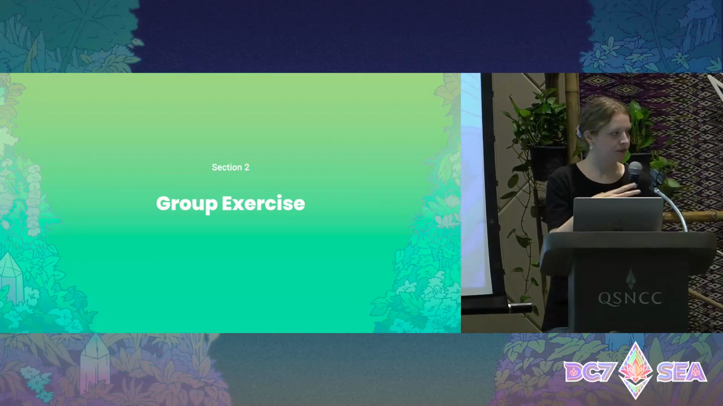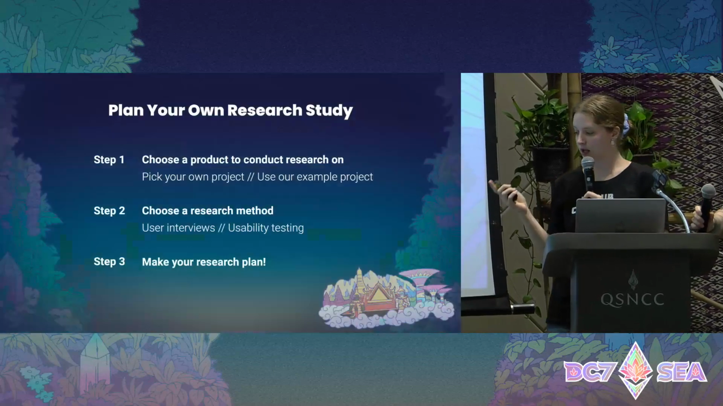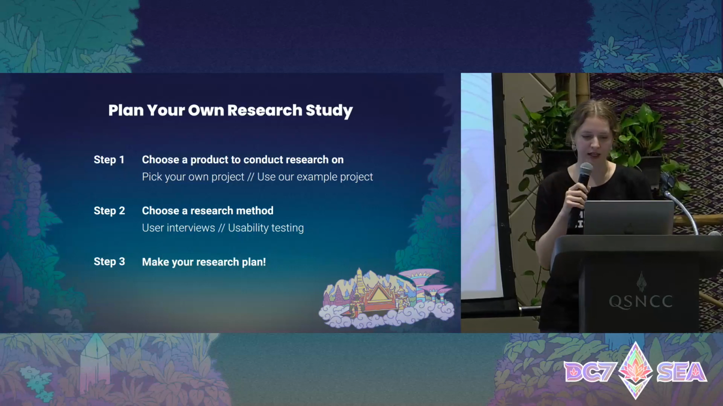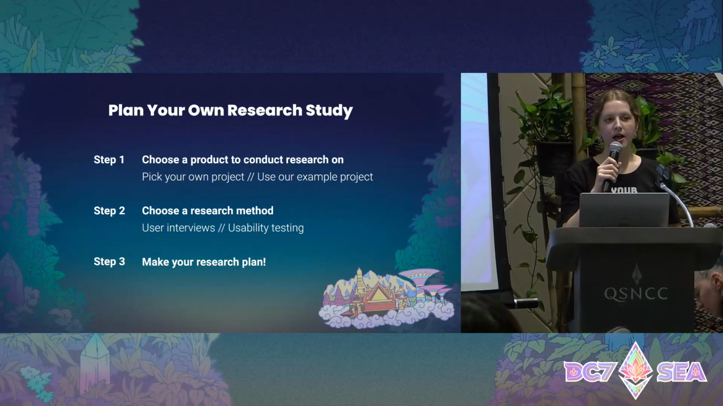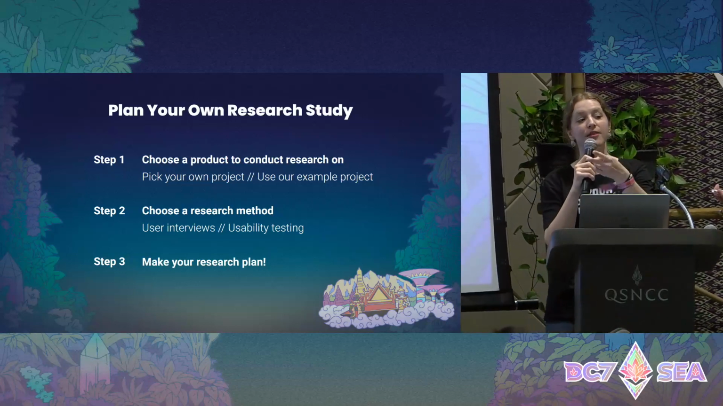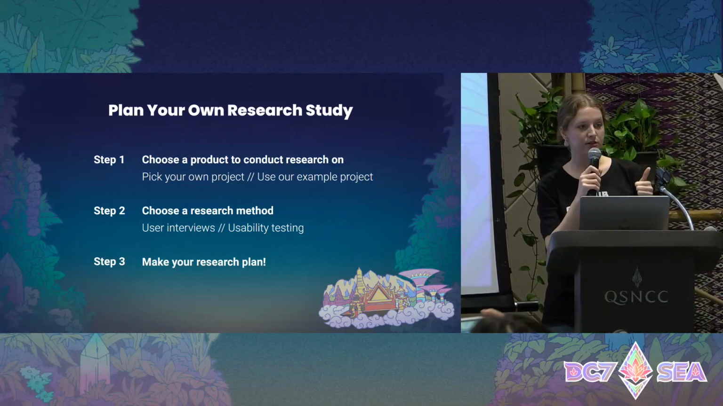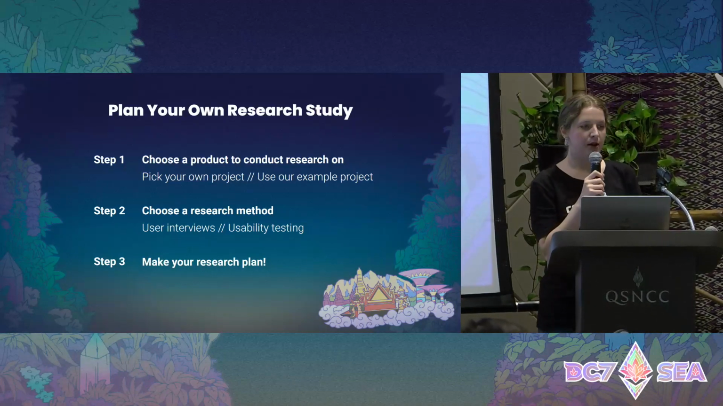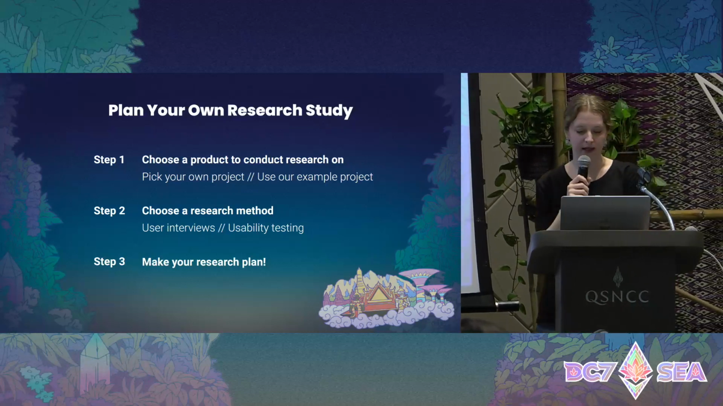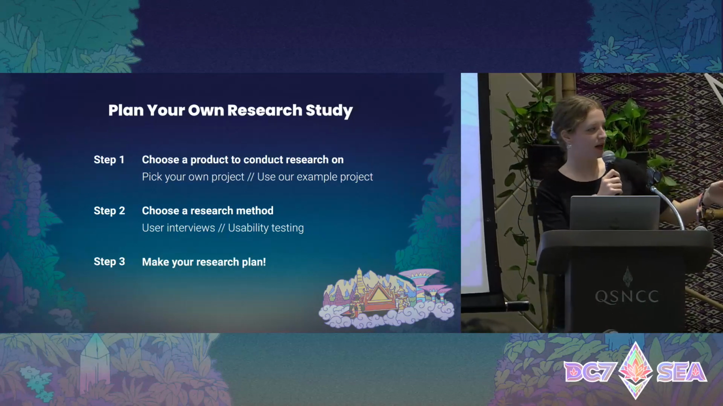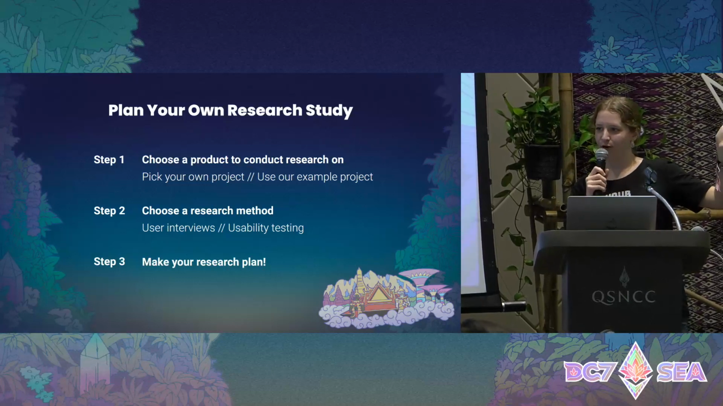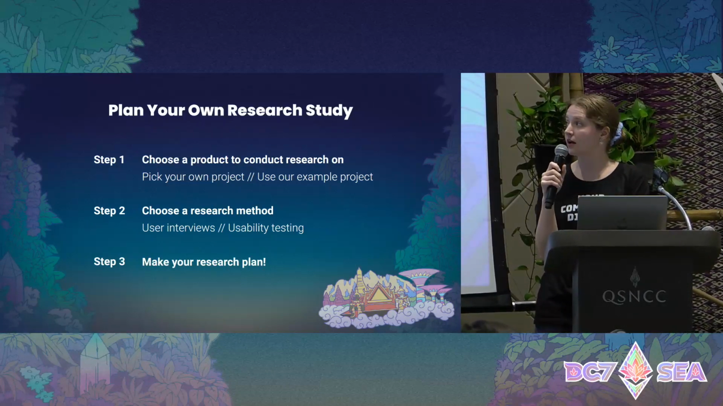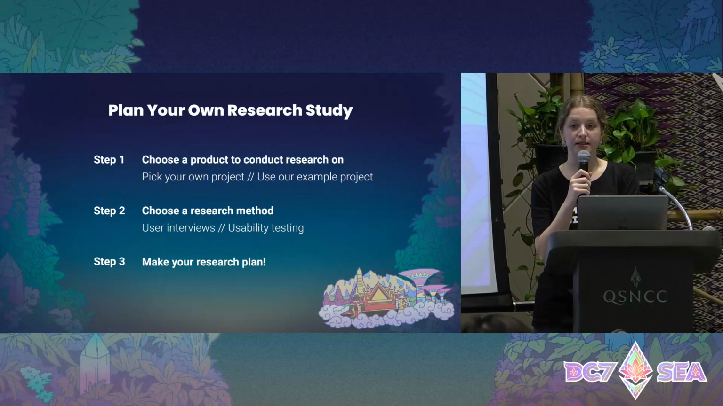Here's how it's going to work. First, I'll ask you to pick a project that you want to work on, our project that we're going to give you, or a project of someone at your table. Then we'll ask you to choose one of the two methods that we explained today, usability tests or user interviews, whichever one seems more relevant for the project. And then we will ask you to make a research plan. And Christina will be handing out the guidelines here for how to do this. As they hand those out, I'm going to be explaining a little bit more about what is in this research plan.